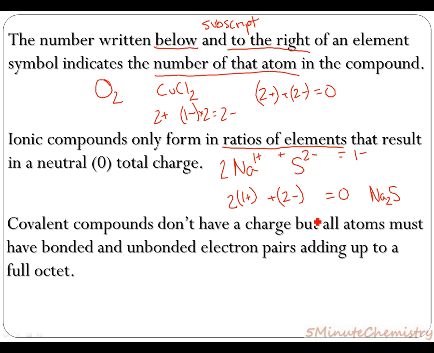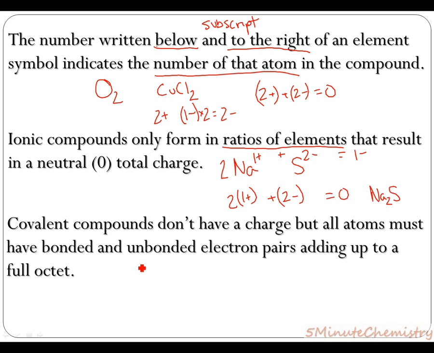So one thing to also keep in mind is covalent compounds don't have charge, so you don't have to worry about them balancing out like this. All you have to check with covalent compounds is they have to have filled octets with their bonded and unbonded electron pairs. So this, again, think back to our Lewis structures and the way that we figured those out.